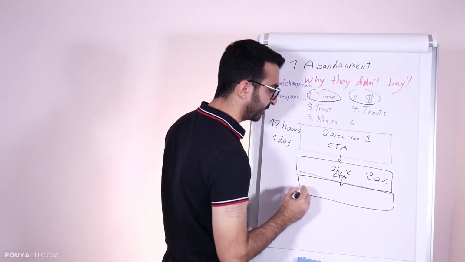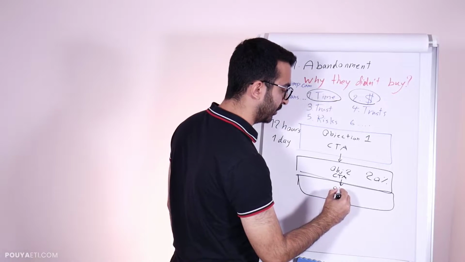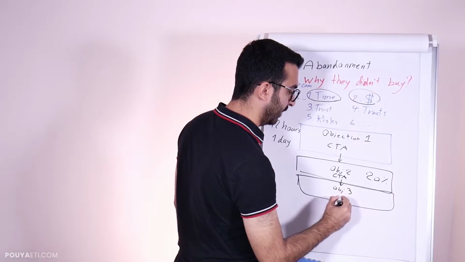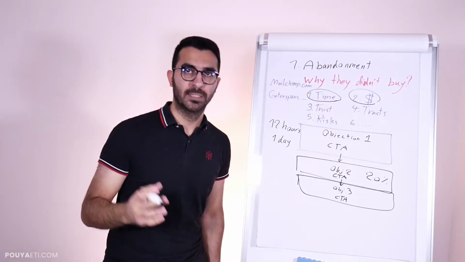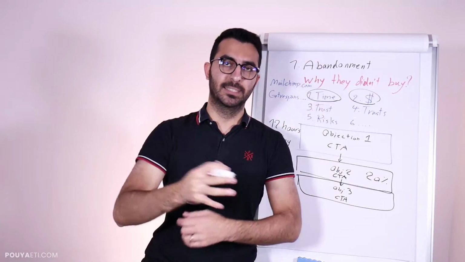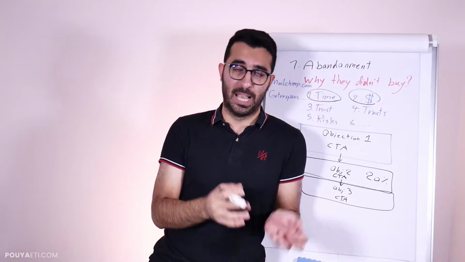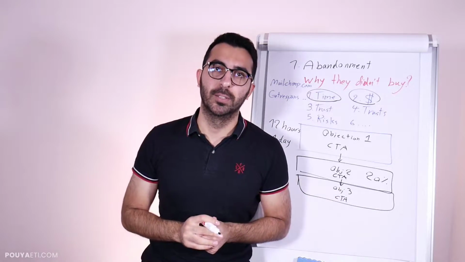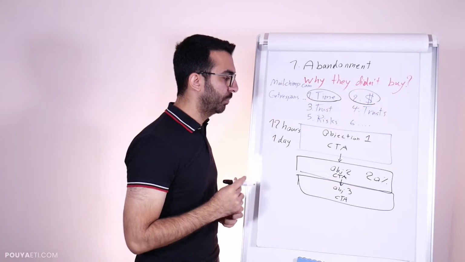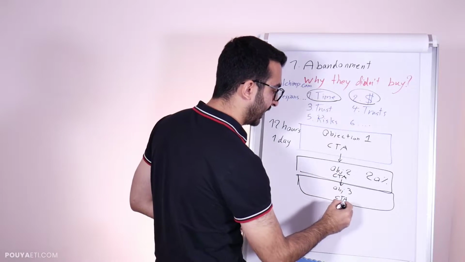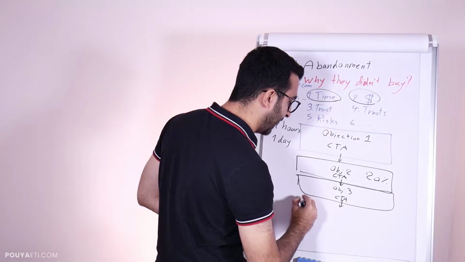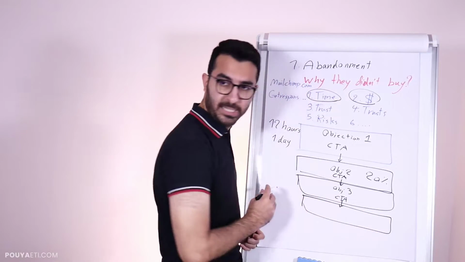Then again, send the next one, okay? Objection 3, call to action, and so on. For example, you don't trust? All right, these are the case studies. These are the people who are using our product and they're so happy. Check out the videos, right? Direct them to a page where you show them the testimonials, all right? These are the things that you can do, and you can keep going until they buy it, right?